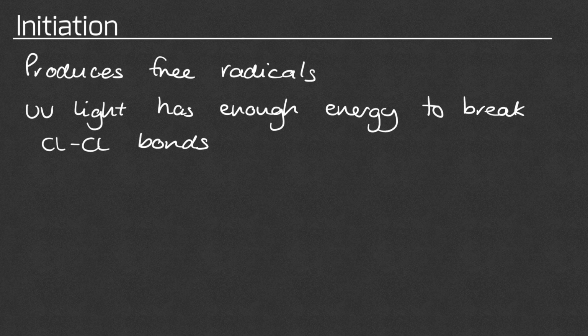UV light in the upper atmosphere, coming from sunlight, has enough energy to break the chlorine-chlorine bonds. We call this photodissociation, the light causing the bond to break. The bond will split equally, so each atom will have an unpaired electron. We'll write the equation like this, showing the chlorine molecule reacting or being broken apart by the UV light to produce 2 chlorine radicals. So this is the equation you'd need to write down for the initiation step.